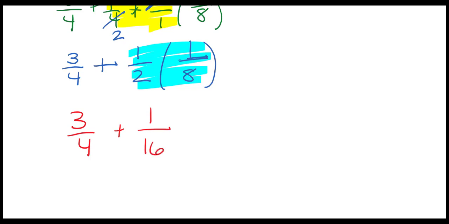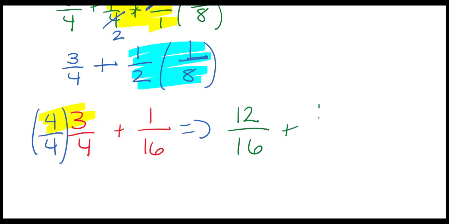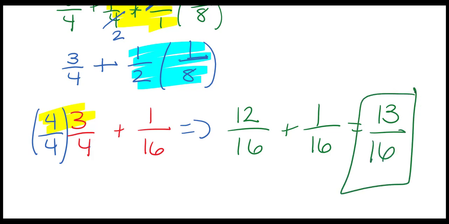Now, our final operation would just be to add. And so in order to add, we need this to become the same denominator. So the quickest way would be to take this 4 and make it a 16. So we just multiply it by 4 over 4. Doesn't change the value. So what does that all become? Well, 4 times 3, that's going to become 12. 4 times 4, well, that's 16, plus 1 over 16. And so that becomes 13 over 16, and that would be our final answer.